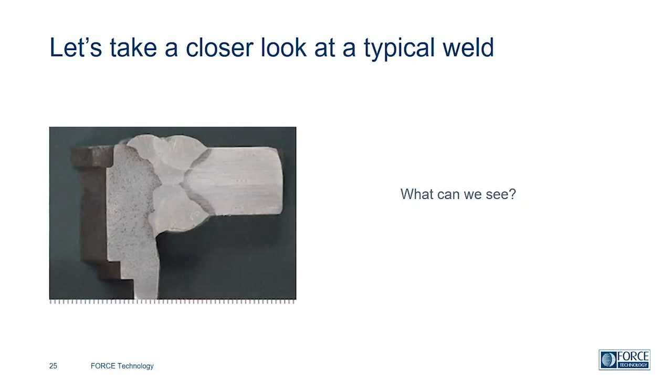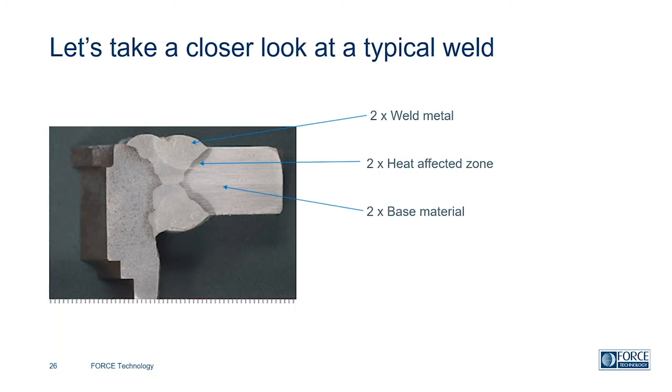Okay, but now we've got to look at a weld. So we've got to take a closer look at the weld. What do we see? We see two heat affected zones, two weld metals, and two base materials in most cases. Actually, in all cases, I think.